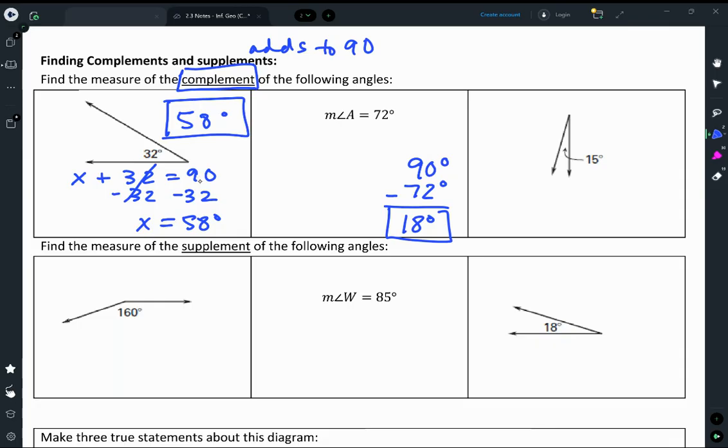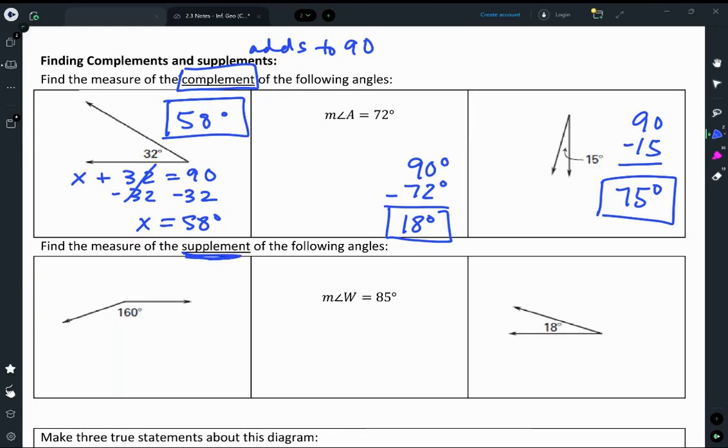So our first one's 58. We do 90 minus 32. Next one we do 90 minus 72. It's 18. And the third one, 90 minus 15, is going to be 75 degrees. So we're just subtracting from 90 because we're looking at the complement.